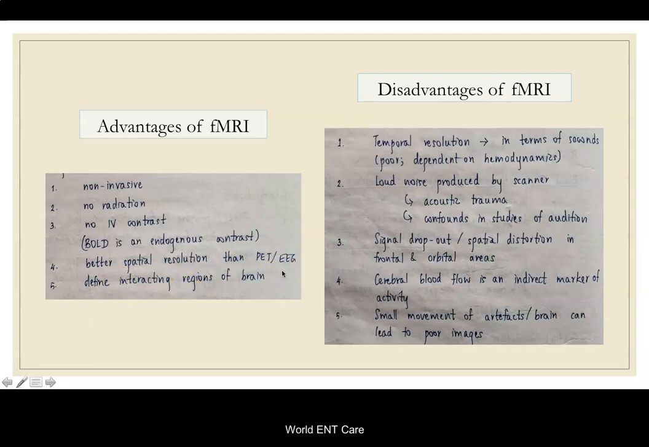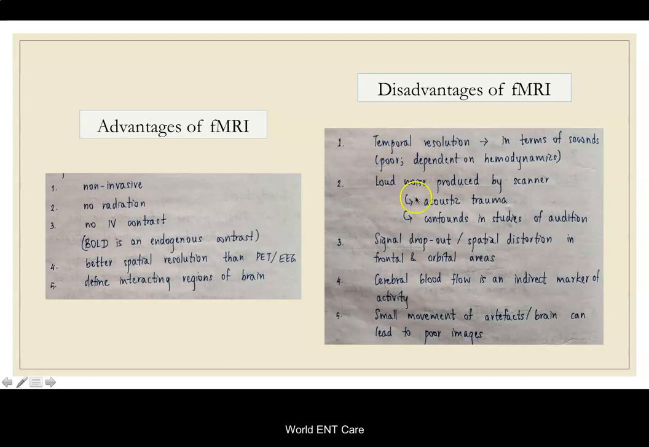Whereas when you see the disadvantages, there is a temporal resolution in terms of a few seconds. It is poor. It is dependent on the hemodynamics. See, this temporal resolution is poor in relation to electroencephalography and magnetoencephalography. The temporal resolution is not poor in relation to PET scan. That you must remember. But compared to your EEG or MEG, this resolution is poor.